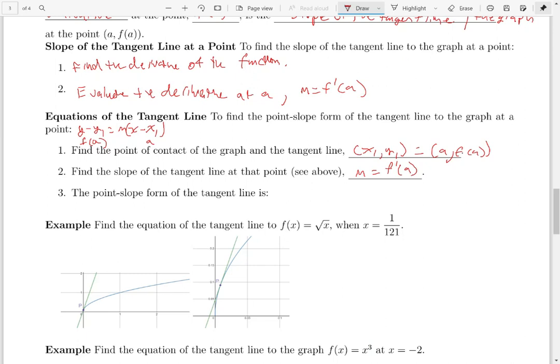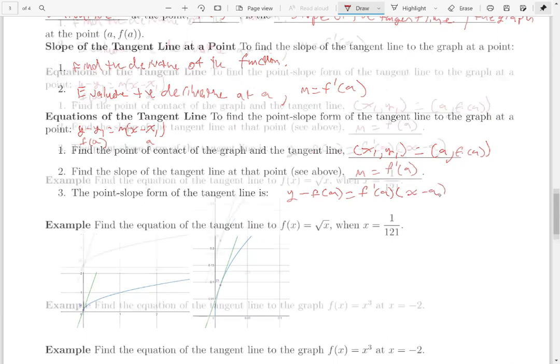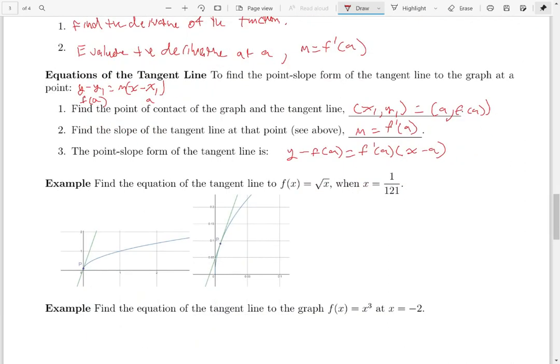And then when we want to find that equation in general, specifically with the derivative, that's going to be y minus f of a is equal to f prime of a times x minus a. So now let's try this. Let's find the equation of the tangent line to f of x equals root x when x is equal to 1/121st. I've got the graphs here just to give you the visualization, but we need to do this mathematical equation stuff because the picture may not actually help us.